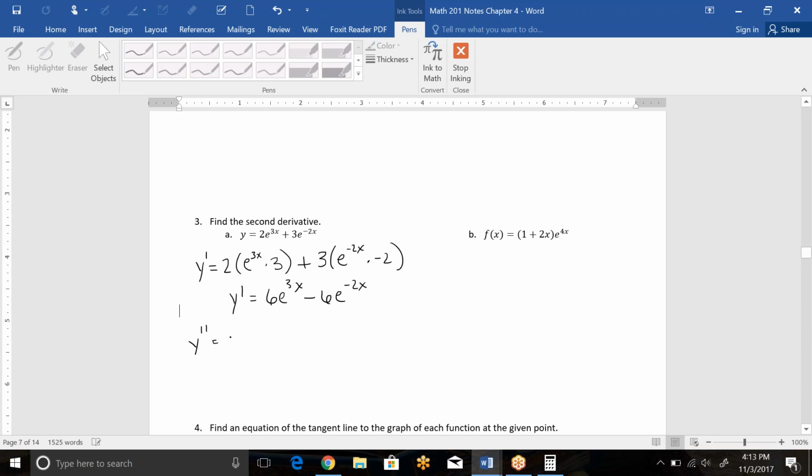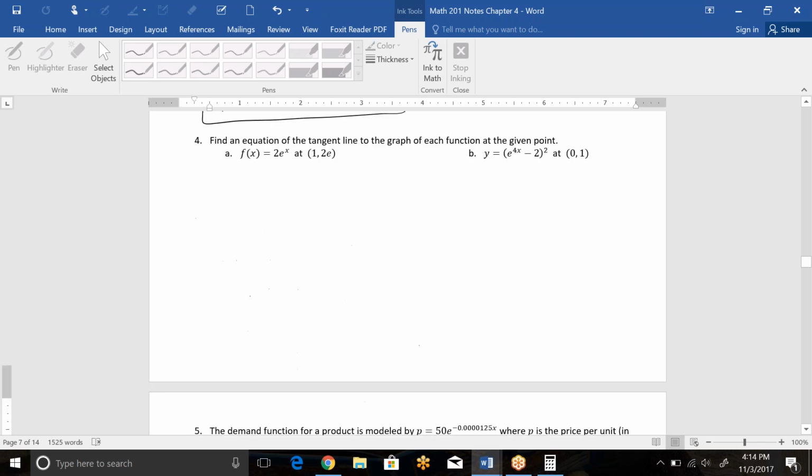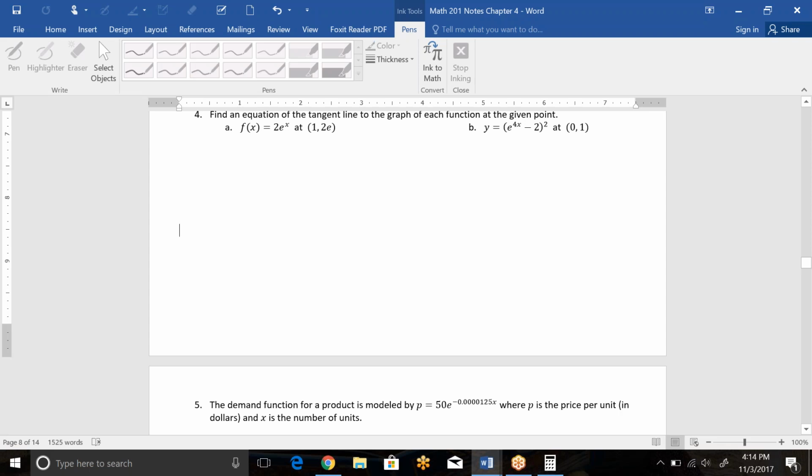Y double prime would be 6 times e to the 3x times another 3 minus 6 times e to the negative 2x times another negative 2. So this one becomes 18e to the 3x plus, because it's negative times negative, 12e to the negative 2x. So there's the second derivative of that equation. For B, we're going to be finding the equation of the tangent line to the graph at the point provided.